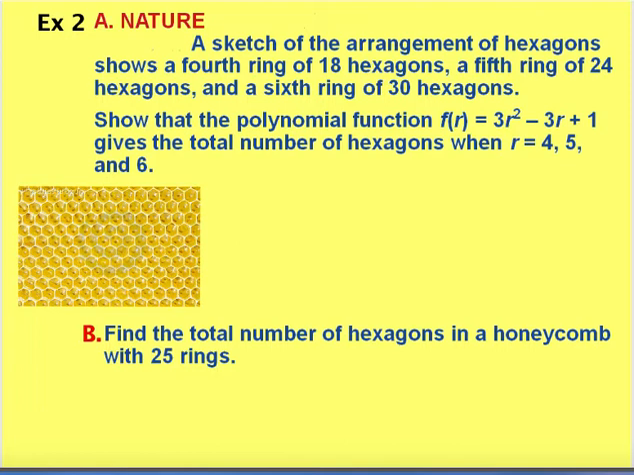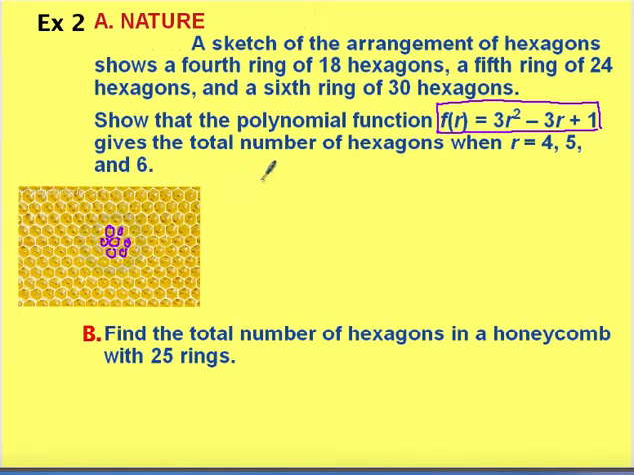All right, so if we look at this honeycomb pattern that we have here, it says a sketch of the arrangement of hexagons shows a fourth ring of 18 hexagons. So that means if you start in here and then count how many rings you go out, when you go to 4 rings out, it has a total of 18 hexagons. A fifth ring would have 24 hexagons, and a sixth ring would have 30 hexagons. Show the polynomial function gives the total numbers when r is 4, 5, and 6. So this is the function for the number of hexagons within the rings.